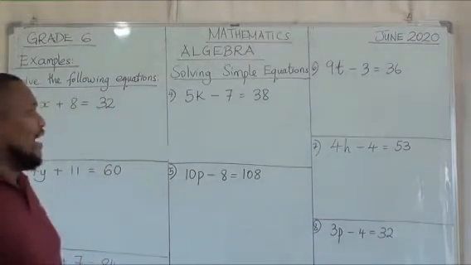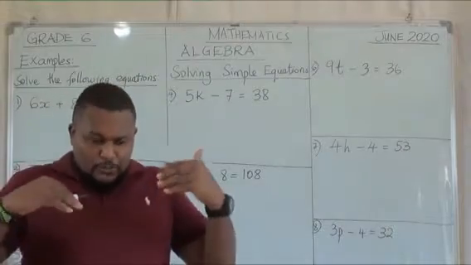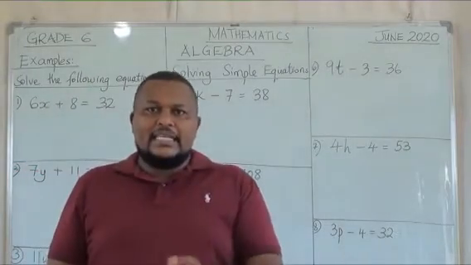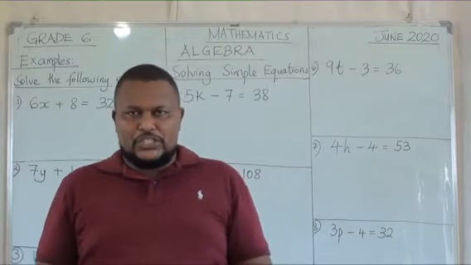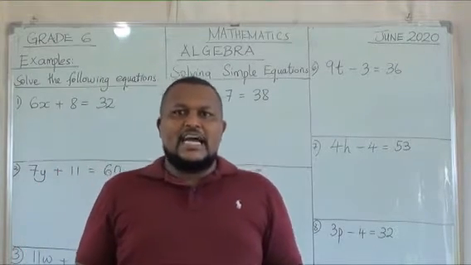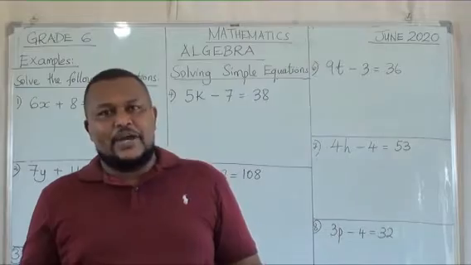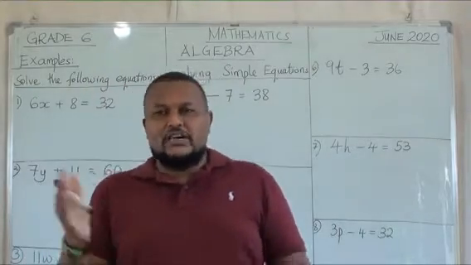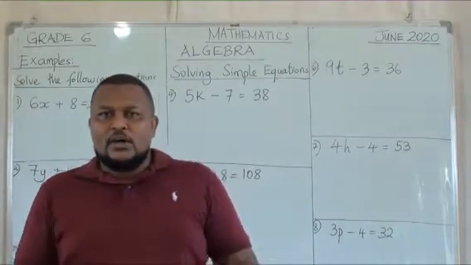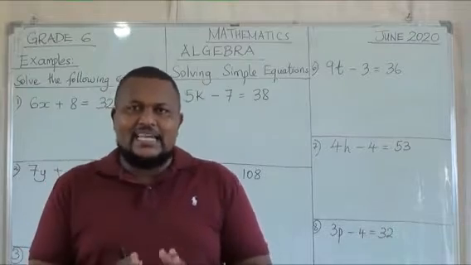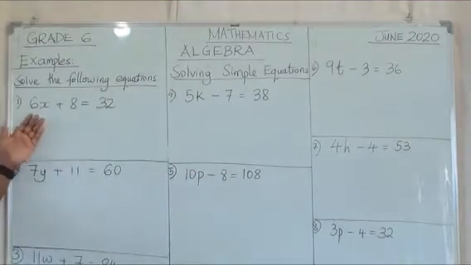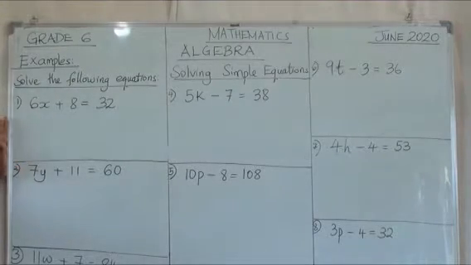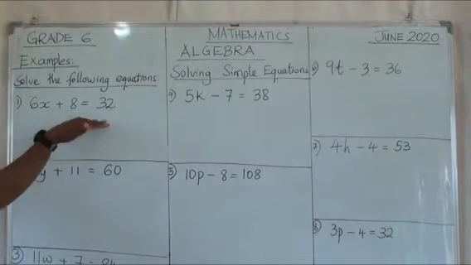As we move, there's something that I wish to put well to you: there will be what we call the change of sign when we are solving these equations. A positive sign will change to a negative sign at a certain time, and also a negative sign will change to positive at a certain time. We will see how these signs change. If you come with me, we have our example number 1. We have 6x plus 8 is equal to 32.